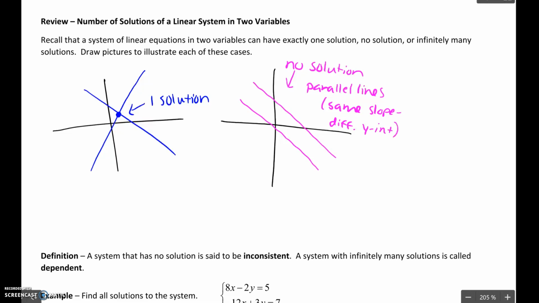And then infinitely many solutions, it's going to end up being one line. So your two equations are going to simplify down to the same line. So that's going to be infinitely many solutions, and your solutions are every point along that line. So they're infinitely many. It's not all real numbers, because this point right here is not going to be a solution to my equation, right? It's only going to be the solutions on the line.